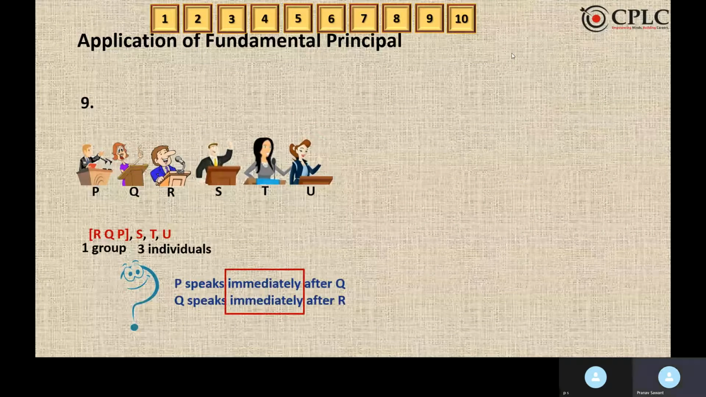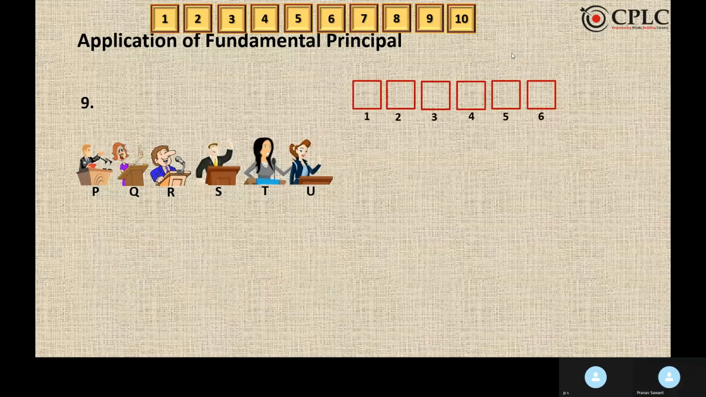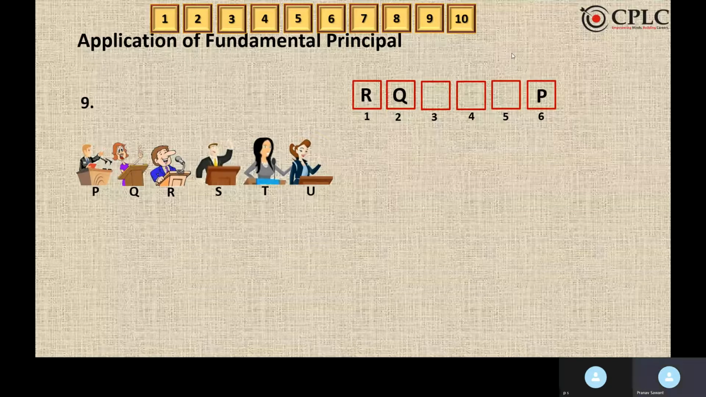But do not assume that P speaks immediately after Q and Q speaks immediately after R, because it is not given in the question. And don't take it in this way. So we'll have to take the separate arrangements now. So first possibility R over here, Q over here, P can sit anywhere. So there are four possibilities.